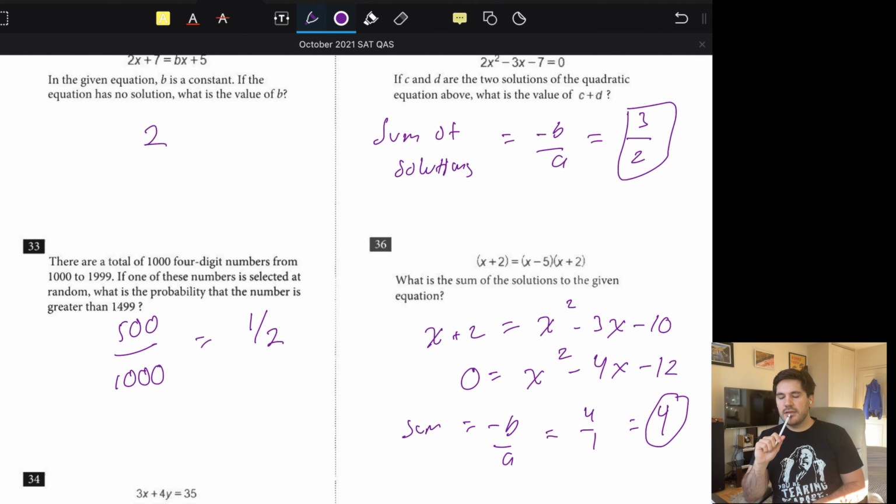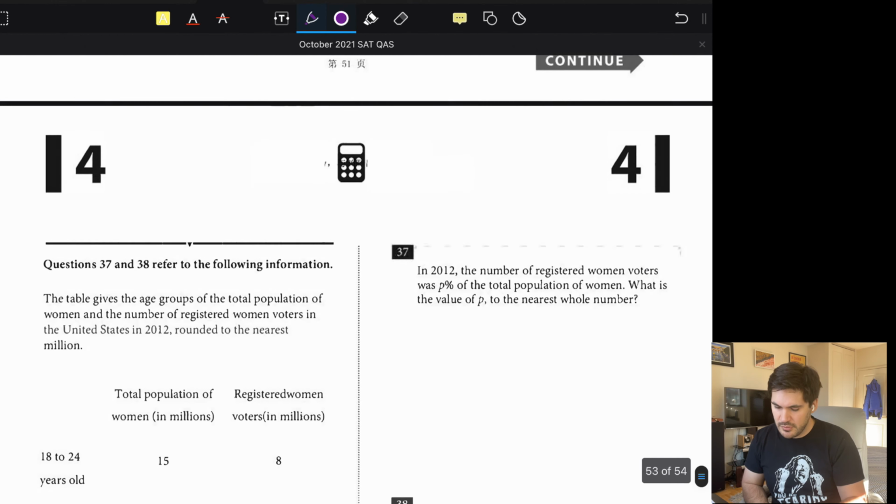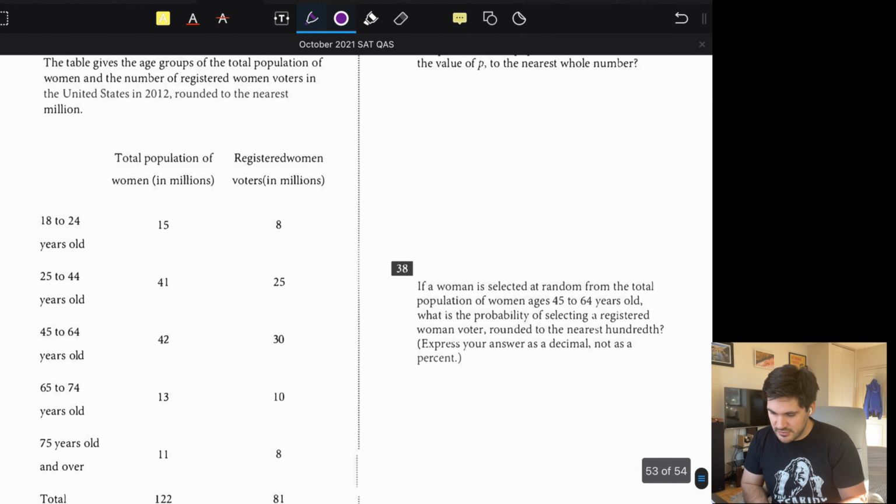I think another way you could have done this, though, is you could have divided both sides by x plus 2. So then you have 1 equals x minus 5 and solved it. Whatever, but this way works. This way definitely works. So here you go. Enjoy. Number 37 and 38.